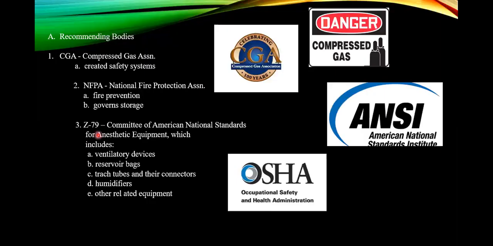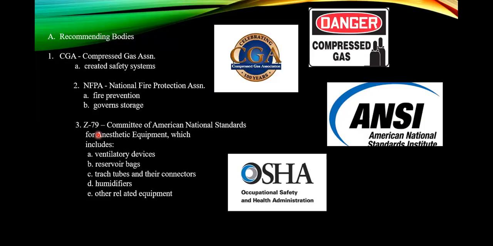Now, these are some other recommending bodies. You got CGA, which is the Compressed Gas Association. They created all the safety systems that go on cylinders. Remember, we said one safety system was what? Knowing which tank I'm dealing with by just looking at it. Which one of the safety systems is that? By just looking, I know which one that is, because I said in the United States, oxygen is what? Green. So what's that system called? Color coding. Medical gas is yellow, right?